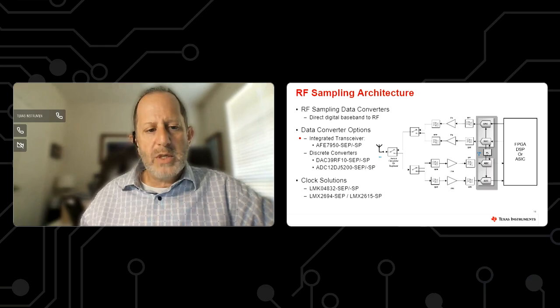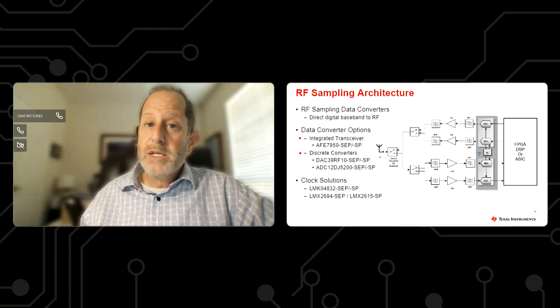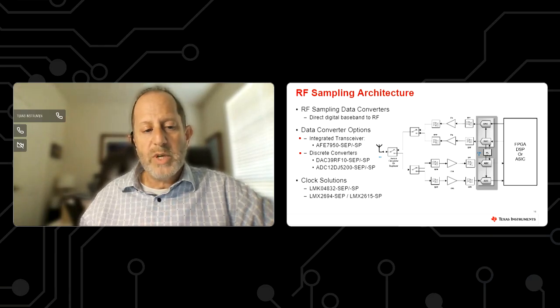As an alternative, we can look at discrete converters. So for example, TI's DAC39RF10 and our ADC12DJ5200, our corresponding DAC and ADC. These are also available in space grades. These are 2-channel for each of these, essentially. These can support very wide bandwidth applications. So there are some different design choices here, whether you require very wide bandwidth cases or more towards a highly integrated solution, more channels crammed into the same part.